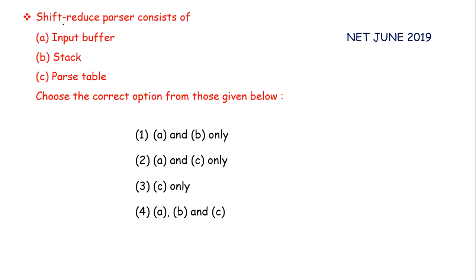Next question is, shift reduce parser consists of A, input buffer, true; B, stack, true; C, parse table, true. Because a shift reduce parser consists of all these 3: input buffer, stack as well as parse table. So the right answer will be option 4, that is A, B and C.